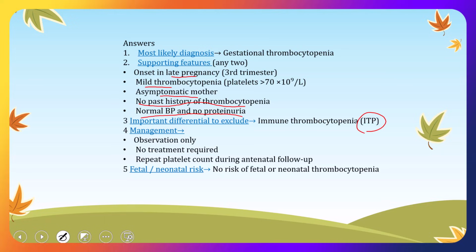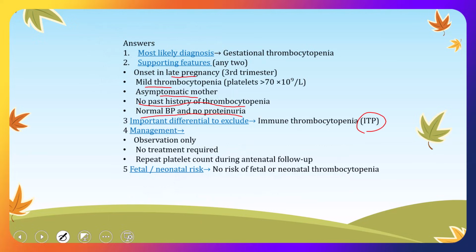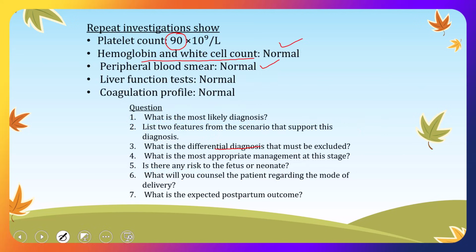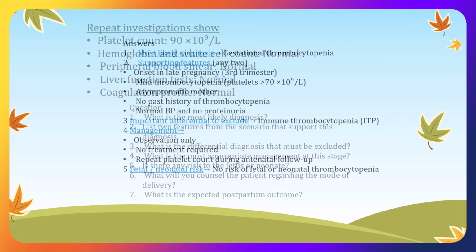So the fourth question you can be asked is, what is the most appropriate management at this stage? The answer is observation only, no treatment is required, and repeat the platelet count during antenatal follow-up, that is, after 4 weeks you can repeat the count again. Next question, is there any risk to the fetus or neonate? And the answer is no. No risk of fetal or neonatal thrombocytopenia.